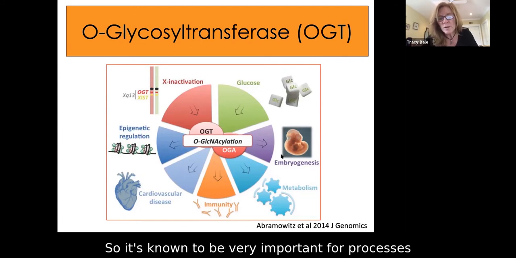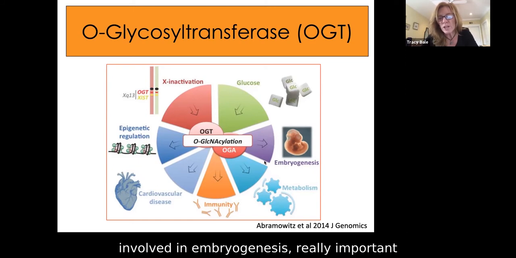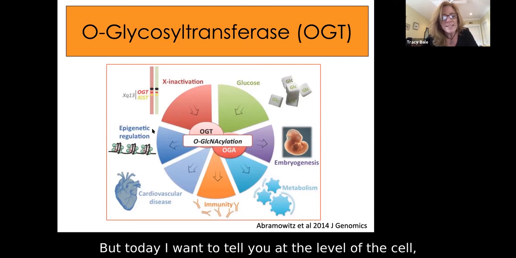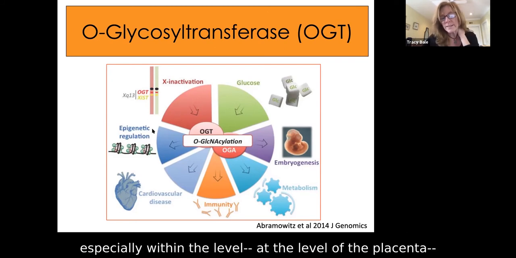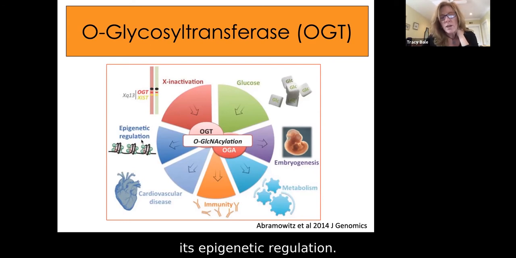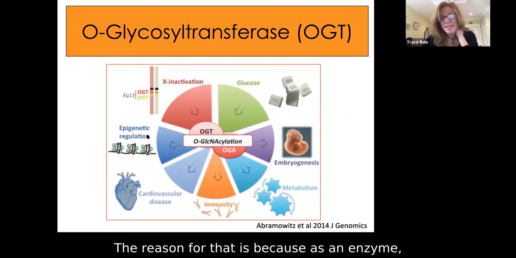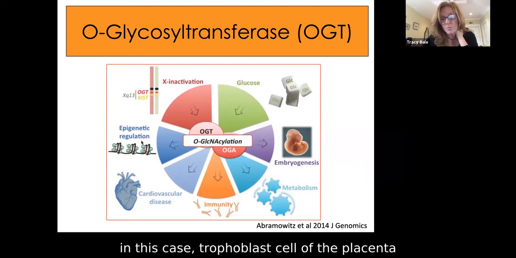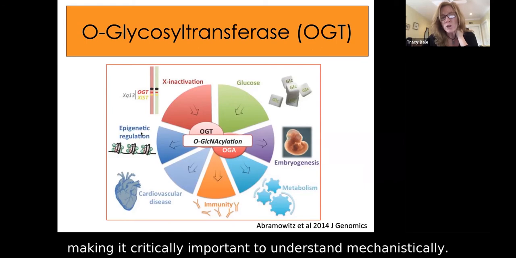So it's known to be very important for processes involved in embryogenesis, really important for metabolism, immunity, and cardiovascular effects. But today I want to tell you at the level of the cell, especially at the level of the placenta, it's epigenetic regulation. The reason for that is because as an enzyme, it's poised to regulate rapidly how a given cell, in this case, a trophoblast cell of the placenta, responds to the maternal environment, making it critically important to understand mechanistically.